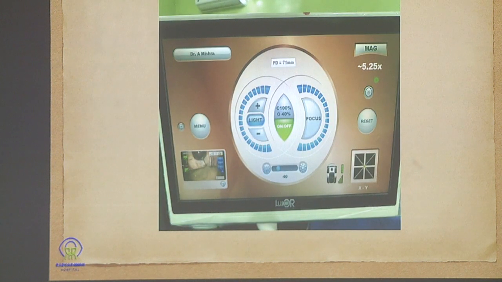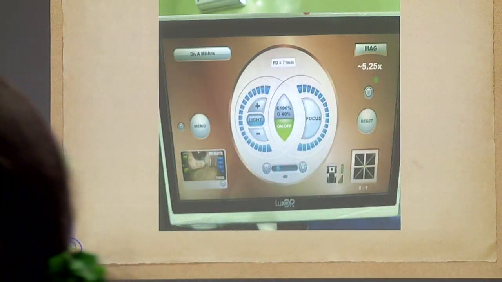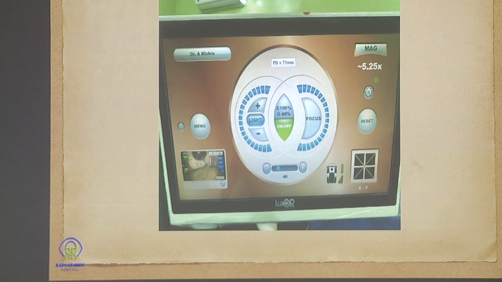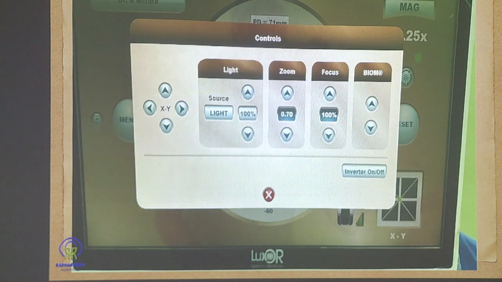And this is how you can change. So you can look at the central circle. The coaxial here is 100% and oblique is 40%. That's where I prefer to keep it, but you can always keep on changing the way you like it, and these are doctor settings that are there. So these are the controls.